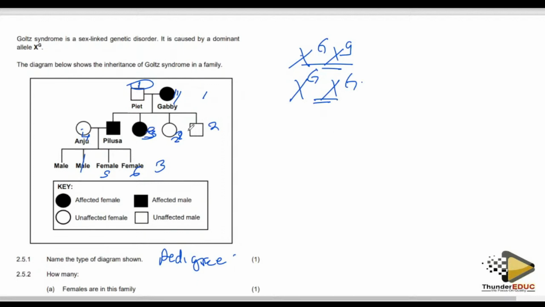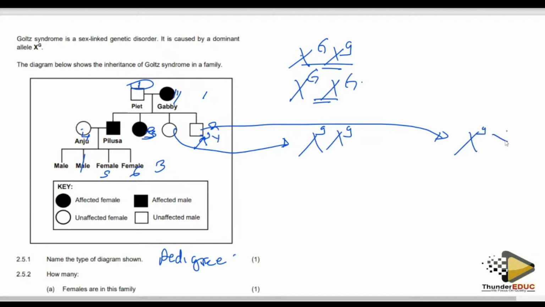Now, you look at the babies. Is there any baby who is normal, without the condition? Yes. And remember, this is the recessive allele. So this is a male with small g, capital Y. This is a female, small g. So if this one is a female, small g, and this one is a male, small g and Y, the father is already having small g, capital Y.